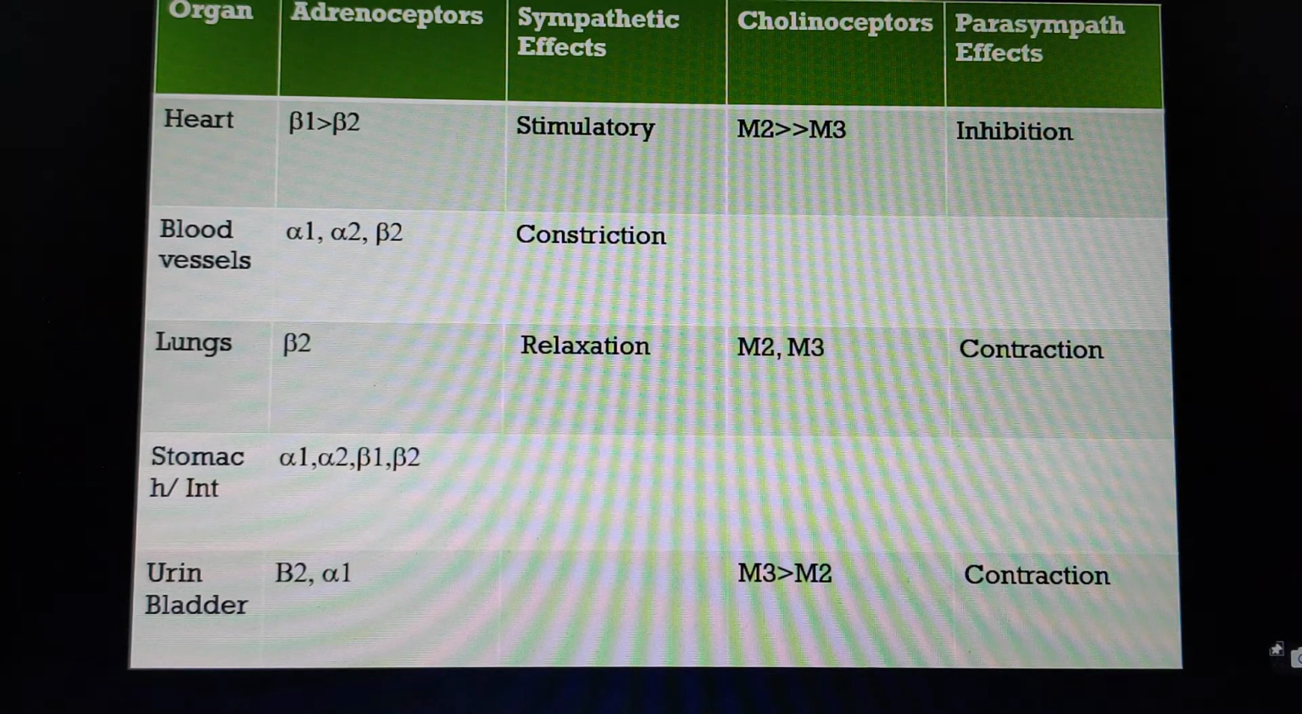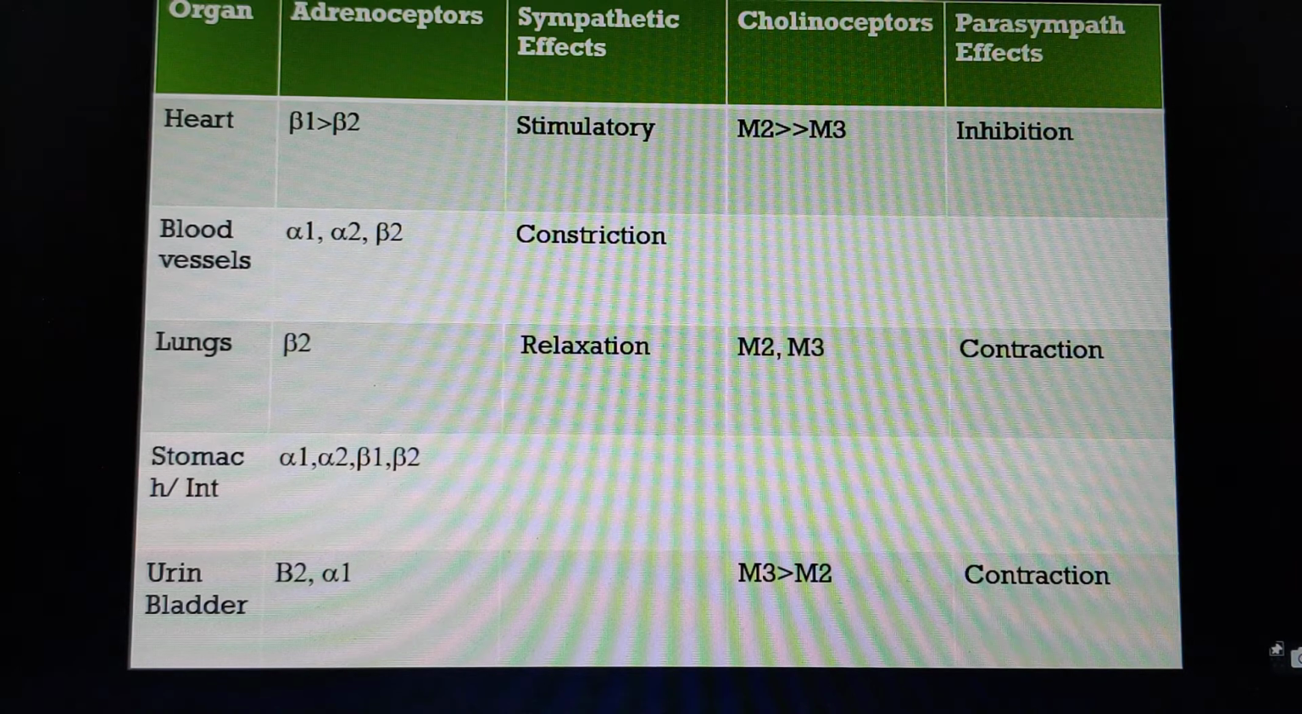Coming to the blood vessels, they have alpha 1, alpha 2 and beta 2 receptors, and they are primarily controlled by the sympathetic system. Whenever there is stimulation, there is vasoconstriction, and so there is an increase in blood pressure. The parasympathetic effect on the blood vessels is negligible.